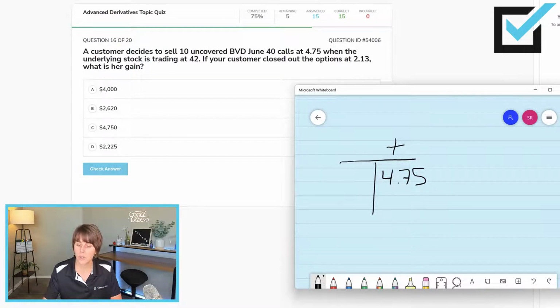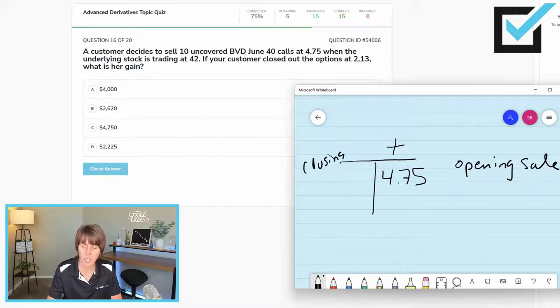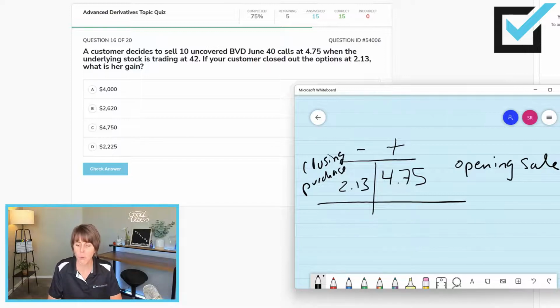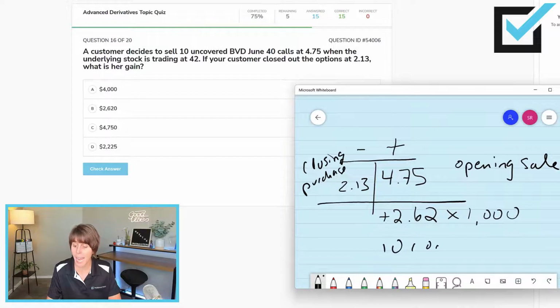The first thing that she did is called an opening sale. So she's going to have to do a closing purchase. It says that she closed out the positions at $2.13. So $4.75 minus $2.13, a positive $2.62, times, let's see, 100 shares? No, times 1,000 shares because there are 10 contracts. So be very careful of the number of contracts.